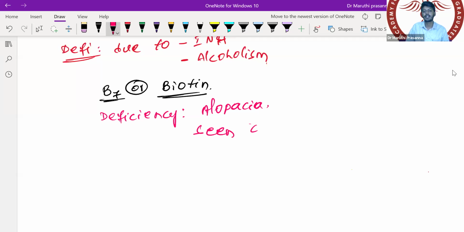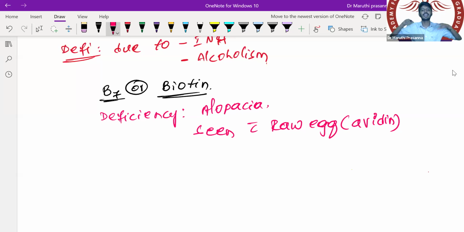Seen with raw egg consumption, because raw eggs contain a compound called avidin. Avidin prevents the absorption of B7, so avidin decreases biotin absorption. That is seen with raw egg consumption. So for every hair loss, giving biotin is not useful, because if it is B7 deficiency, then biotin treatment will help. If not, it won't help you.